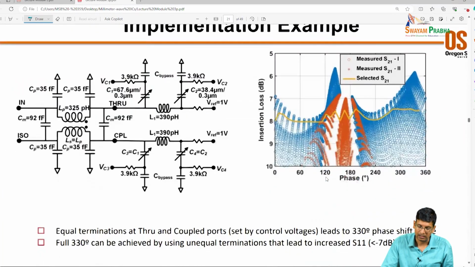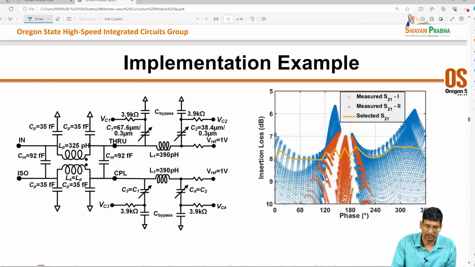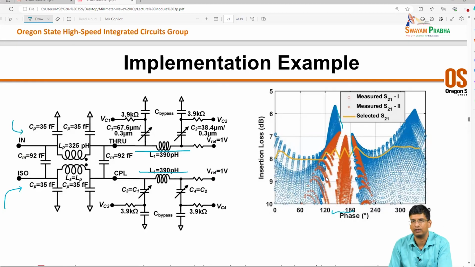So with that particular example over here, with all the loads, what we end up seeing is that you can get to 330 degrees, but then you can start doing approaches where you change this termination differently from this termination. And when we do that, we lose the matching property, so we are introducing mismatch in the signal. But if I'm able to live with a certain mismatch, I can cover the full 360-degree range.